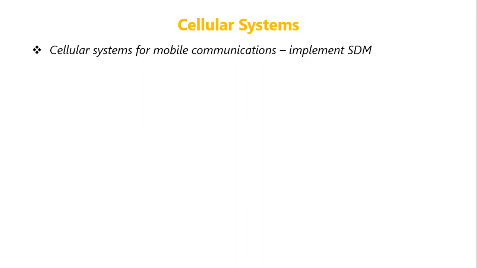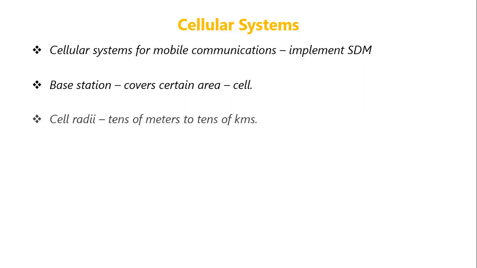The topic we'll be discussing in this lecture is cellular systems. Cellular systems for mobile communications are basically implemented by using SDM, that is space division multiplexing. Here each transmitter is typically called a base station, and the base station covers a certain area called a cell.